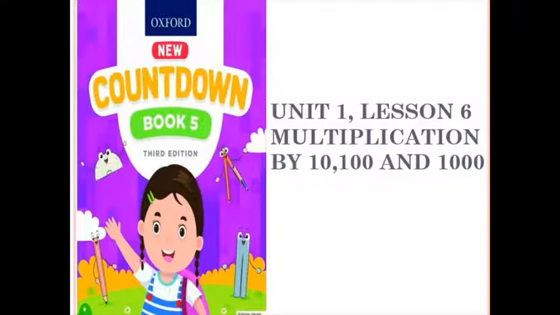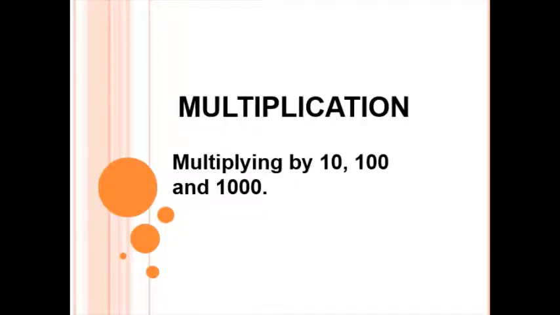Bismillahirrahmanirrahim. I welcome you all to today's class. Today we are going to learn about our new Countdown Book 5. It is our unit 1, lesson 6, and we are going to learn about multiplication. And in multiplication we will first learn about multiplying a number by 10, 100 and 1000. When we multiply a number by 10, 100 and 1000, what will happen to it, or how can we find our answer quickly.